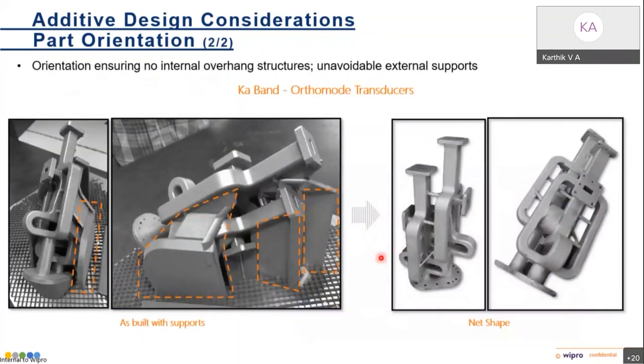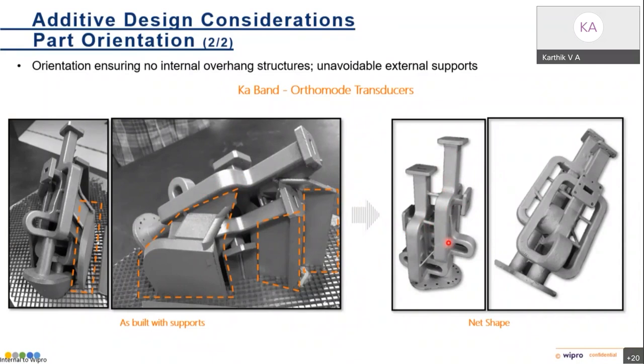This is an example of part orientation. This is a K-band orthomode transducer utilized for space application. If you see these structures over here, these are basically hollow tubes, and it isn't possible for us to give support structures inside because we just cannot machine these support structures out. So we had to work with the orientation of the component from a design perspective, and orient it such that these angles are more than 45 degrees. For aluminium, it was a bit lesser, around 35 to be precise.